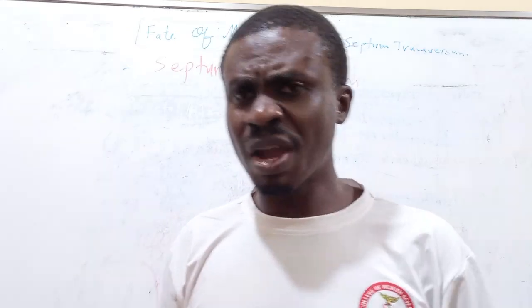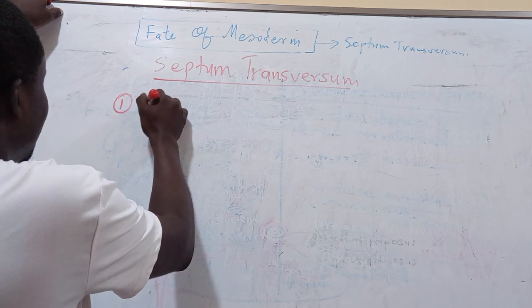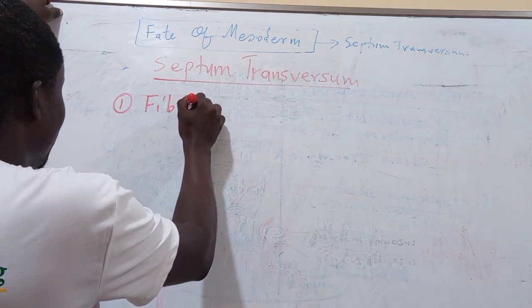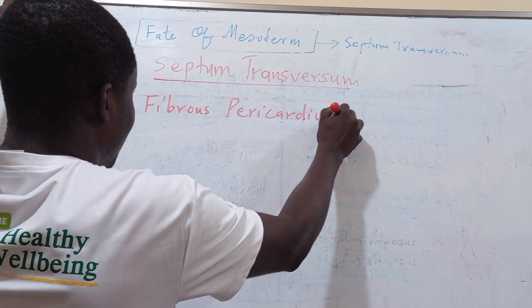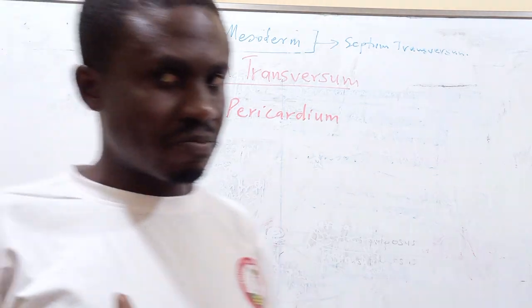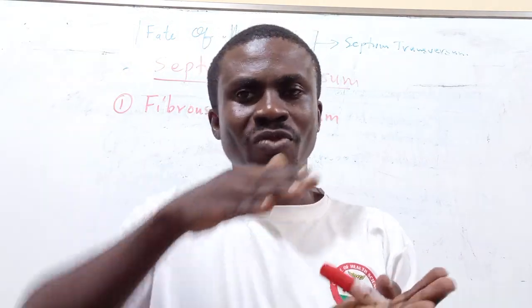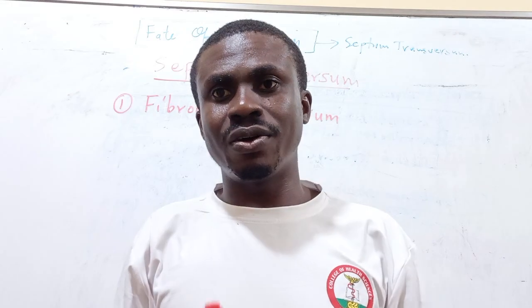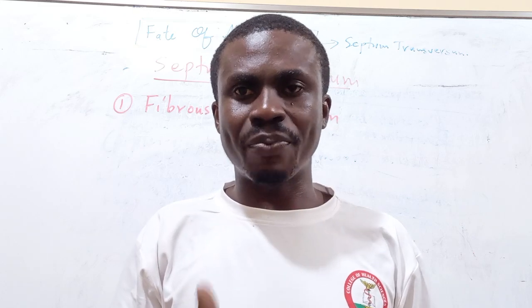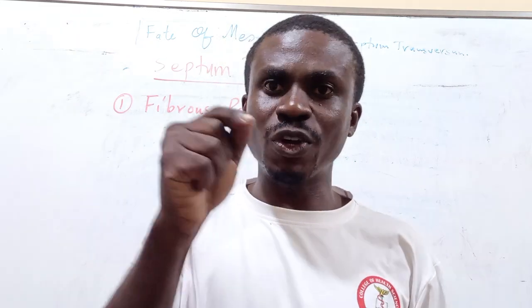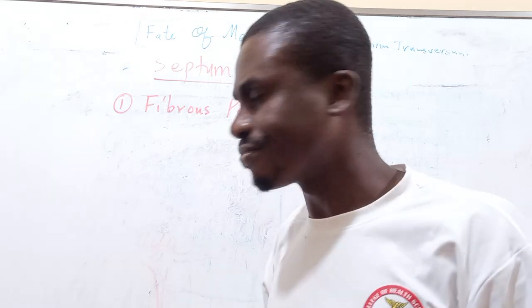And my friends, it's pretty simple. The first one is what we call the fibrous pericardium. Already, we've seen the visceral and parietal layers of the serous pericardium, which come from the splanchnopleuric and somatopleuric lateral plate mesoderm, the visceral one from splanchnopleuric, the parietal one from somatopleuric. But the fibrous pericardium will be coming from the undifferentiated form, which we call the septum transversum.